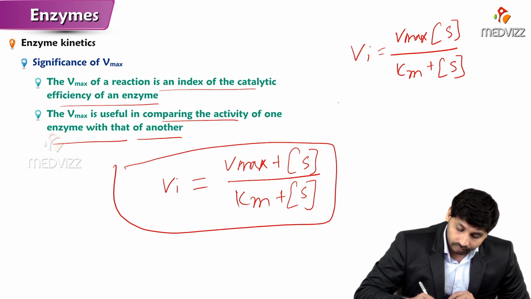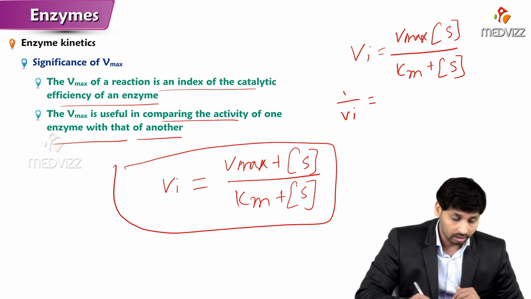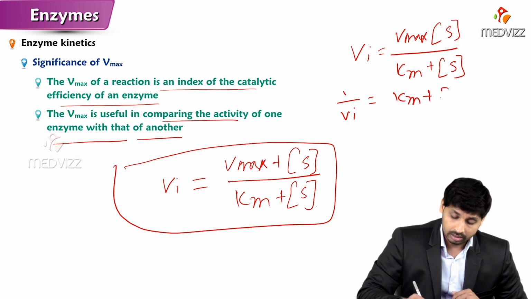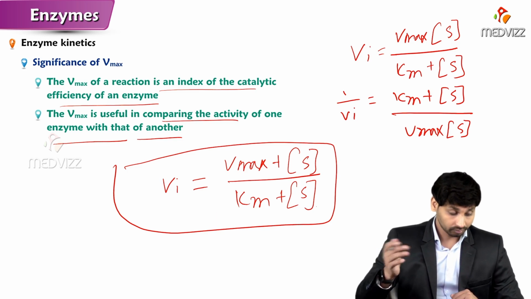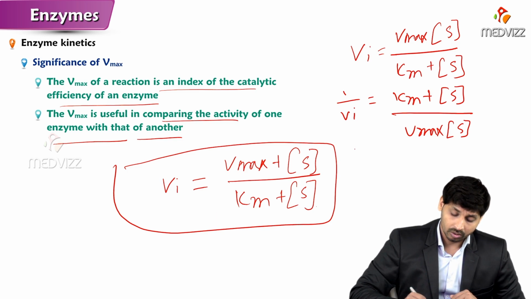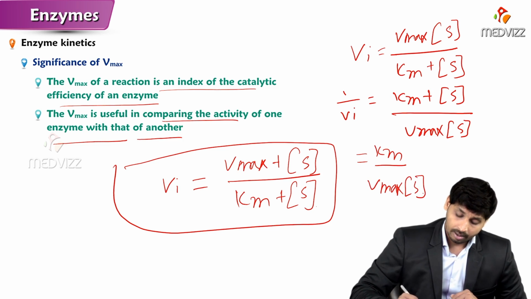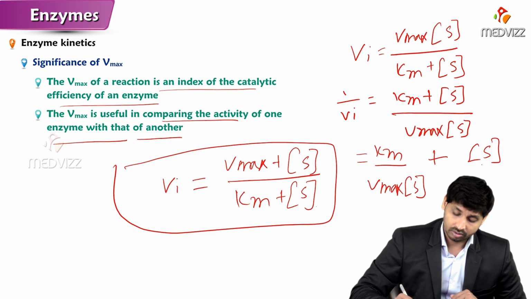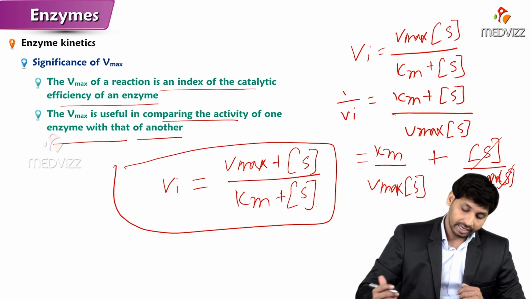So here 1 by Vi, and again to work it out, Km plus substrate concentration over Vmax S. From this again you get Km divided by Vmax S plus substrate concentration over Vmax S. So you have to cancel the substrate concentration. Then what will you be getting?